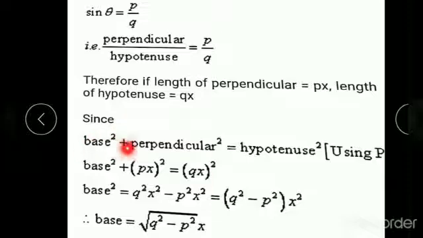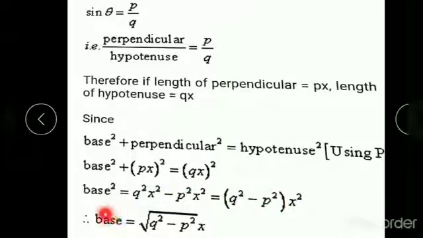So base square plus perpendicular square will be equal to hypotenuse square using the Pythagoras theorem. So you know what the perpendicular and hypotenuse are. Just substitute here. Keep the base square as it is. Base square plus px whole square is equal to qx whole square, right? So base square will be equal to q square x square minus p square x square, right? So this you can write as q square minus p square into x square. You can take the x square as common.